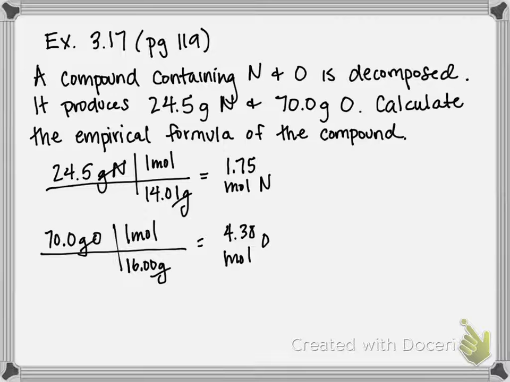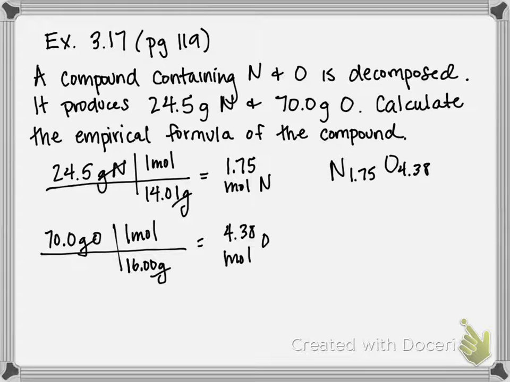Now we can write what's called a pseudo formula for each of these. So our compound right now is N 1.75 O 4.38. Now obviously we can't have a compound with decimals as our subscripts. They have to be whole numbers.